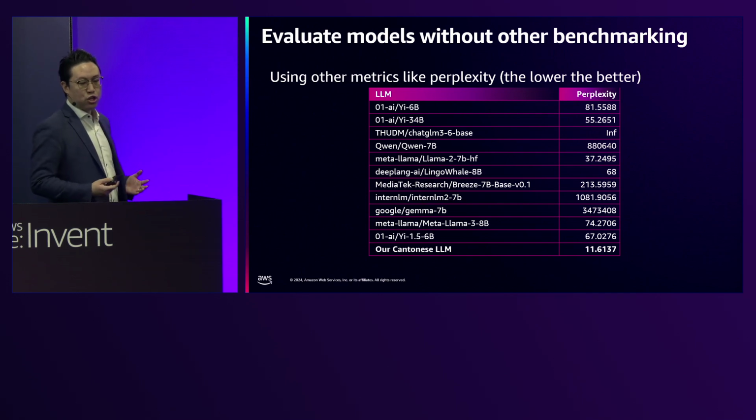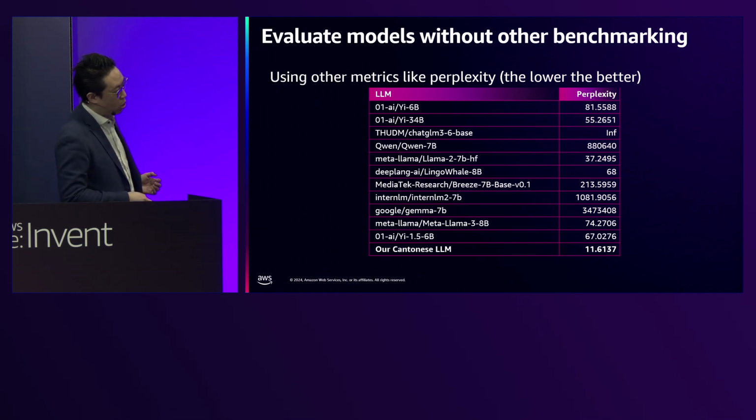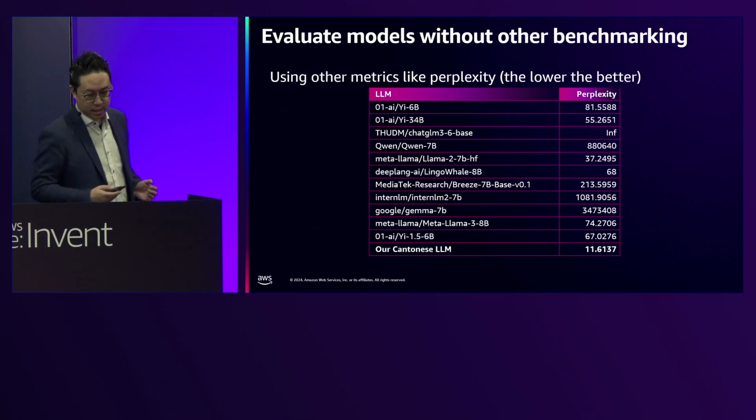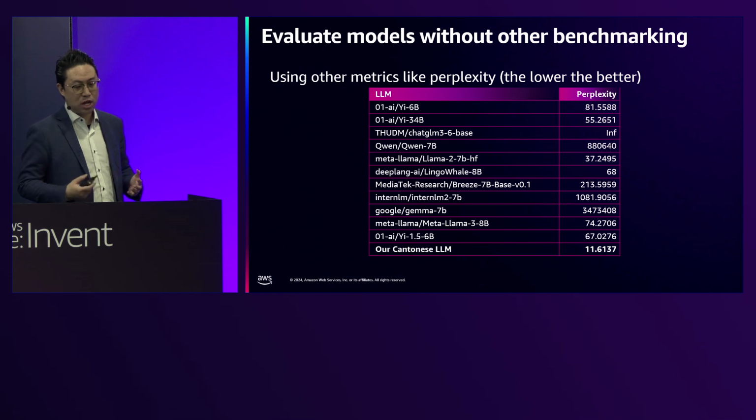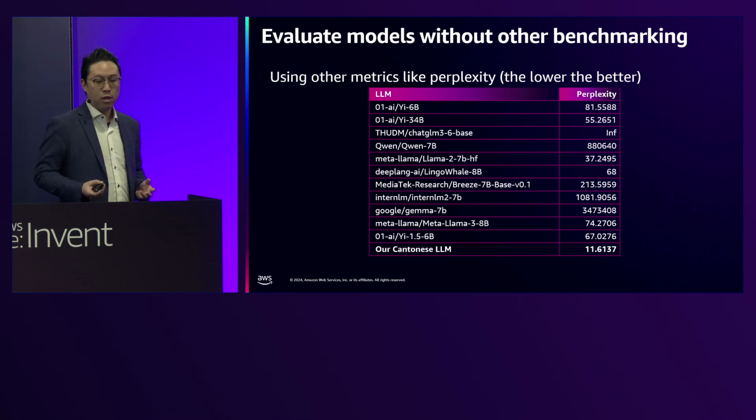Our evaluation shows promising results. Using perplexity as a metric, our Cantonese large language model achieves the lowest score, so the lower, the better. Our research community is also working on an academic paper with more sophisticated benchmarking, like MMLU, to demonstrate that we have a state-of-the-art model.